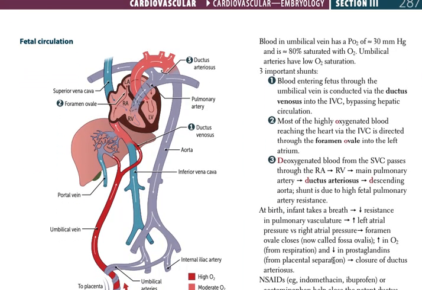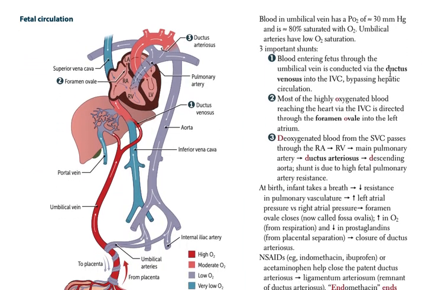Next, looking at the fetal circulation, blood in the umbilical vein has a PO2 of approximately 30 millimeters of mercury and is 80% saturated with oxygen. Umbilical arteries have low oxygen saturation. There are three important shunts. One is blood entering the fetus through the umbilical vein is conducted via the ductus venosus into the IVC, bypassing the hepatic circulation. Most of the highly oxygenated blood reaching the heart via the IVC is directed through the foramen ovale into the left atrium.